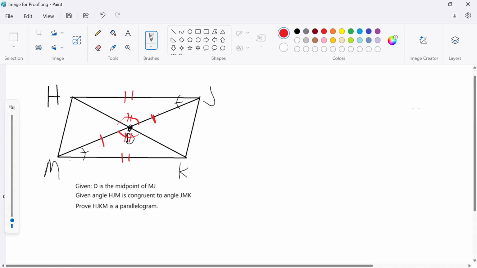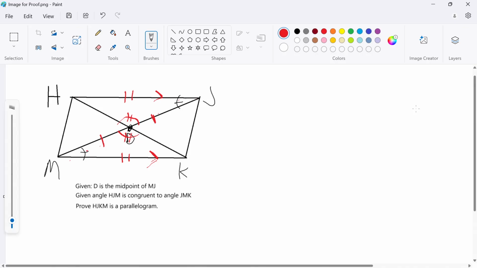And check this out. HJ and MK are cut by transversal MJ, and alternate interior angles are congruent. If alternate interior angles are congruent when a transversal cuts two lines, then by the alternate interior angles theorem, the lines are parallel. So those angles being the same tells me that those are parallel. So now HJ and MK are both parallel and congruent. Therefore, HJMK, by theorem 49, is a parallelogram.